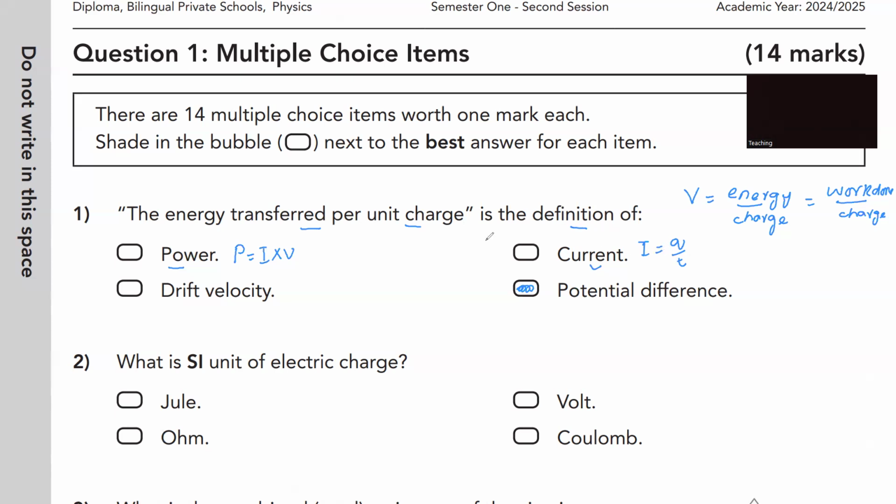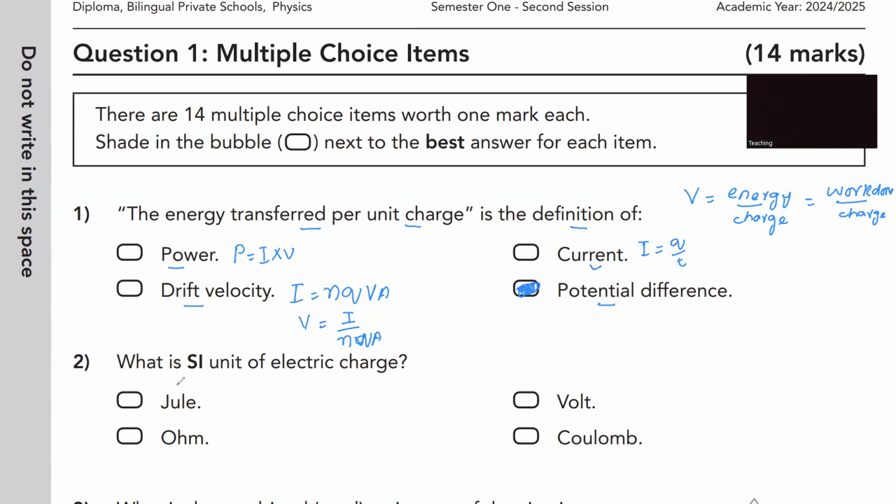If we're talking about drift velocity, we know that the equation is I is equal to nQvA, and v here is equal to I divided by nQA. Here I is the current, n is the number of electrons per unit volume, Q is the charge and A is the area. So the answer of this question is potential difference.